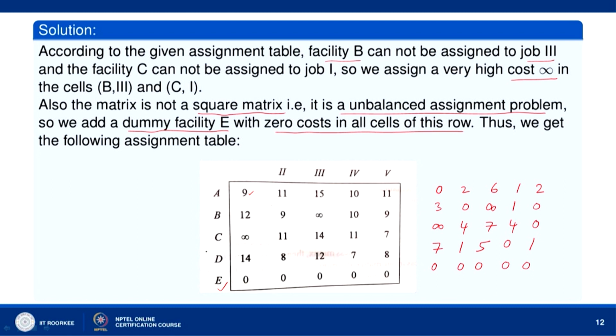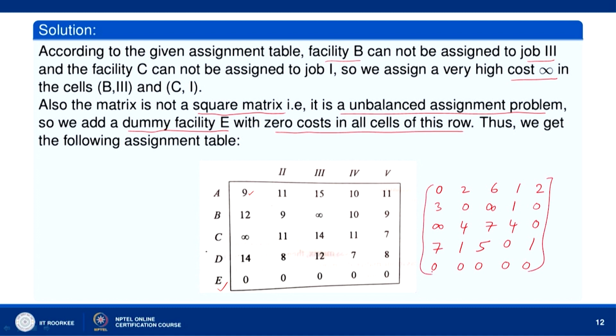The smallest element in the first column is 0, which when we subtract from all other elements we get the same element. Here the smallest element is 0, so subtracting it from all other elements does not change it. Here again the smallest element is 0, so it will not change. Here also the smallest element is 0, so the column remains the same, and here also the smallest element is 0. So, this is now the reduced matrix.